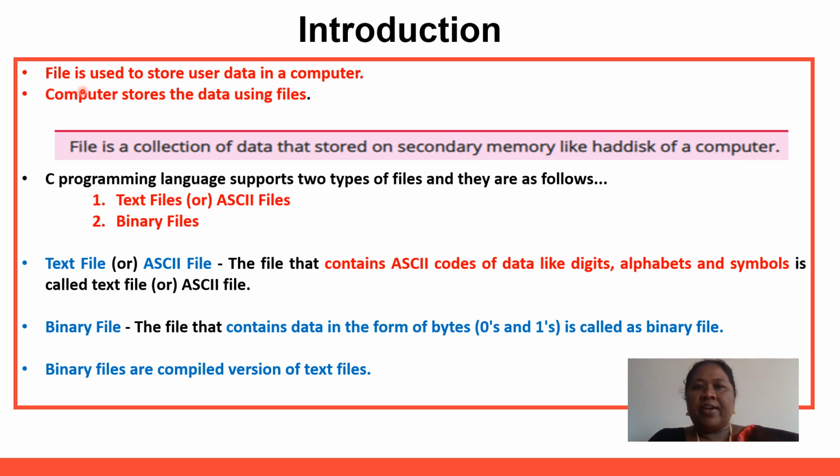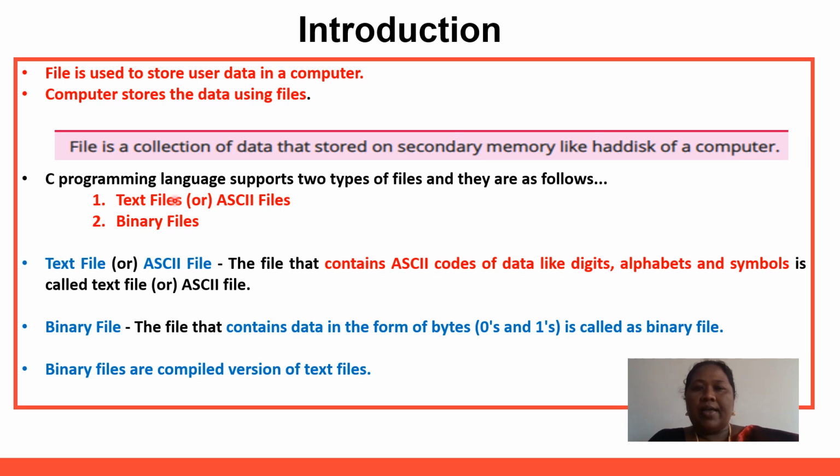So what is meant by file? We are storing the data in the form of a file in a computer, and so we can say that a file is a collection of data that's stored on secondary memory, like the hard disk of the computer, right? You can store the data anywhere, like any other hard disk, or in this computer itself, or in any secondary devices.